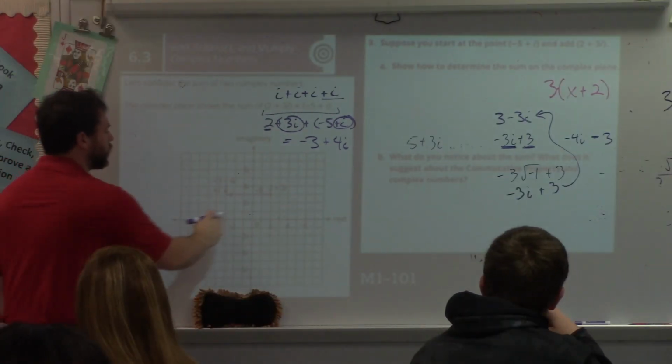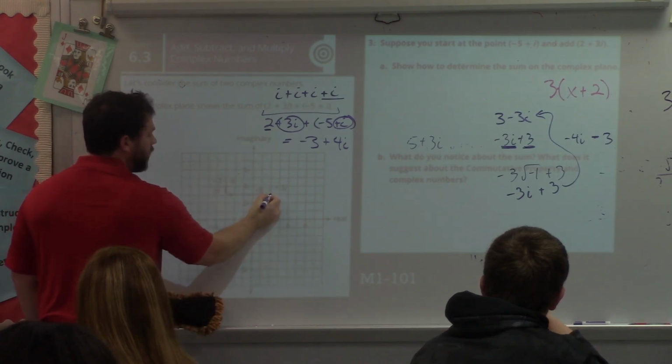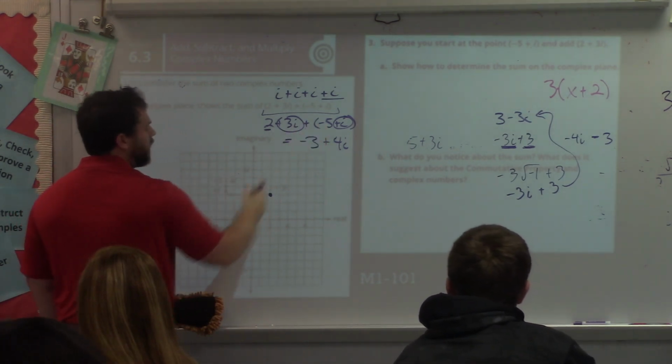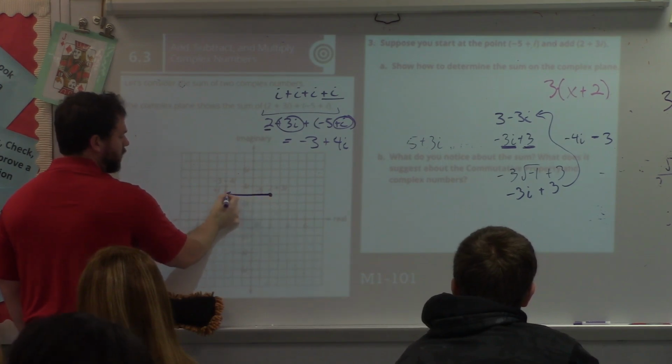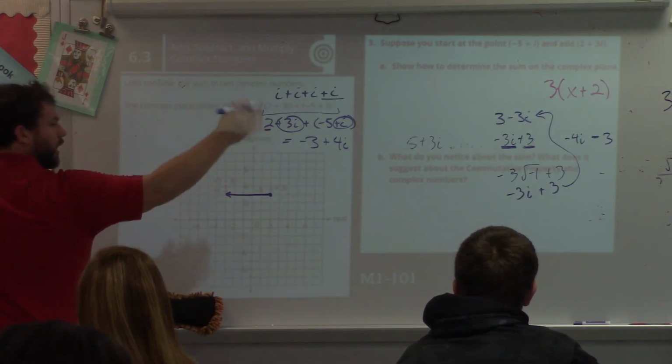Now, what they're doing graphically here, I want you to see, is they're starting at the number 2 plus 3i, and to add a negative 5, what direction are they going? So to the left. Think about your number line, right? Isn't left negative and right positive?